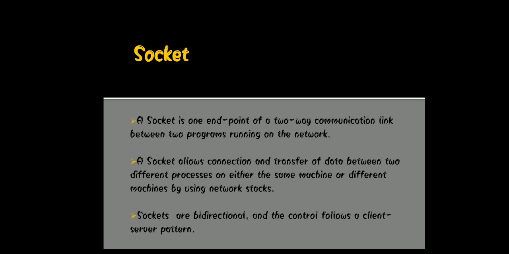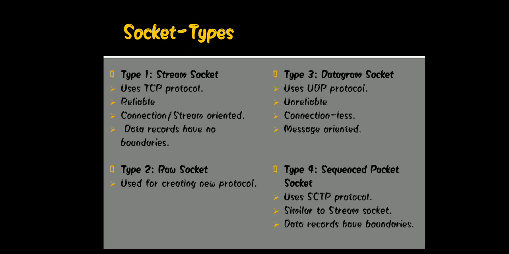Let us now discuss the types of sockets. There are four types of sockets: stream socket, raw socket, datagram socket, and sequenced packet socket. Type 1: Stream socket. Stream socket uses TCP protocol, which is stream oriented. It is reliable and a connection oriented socket. In this, the data records have no boundaries.